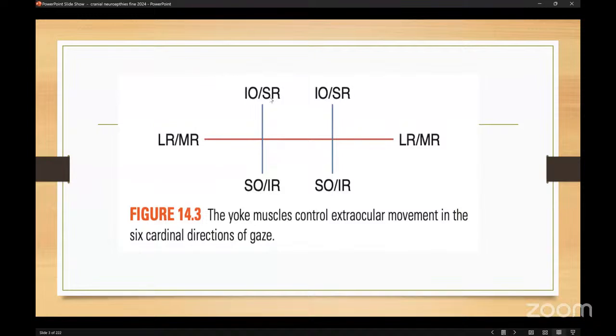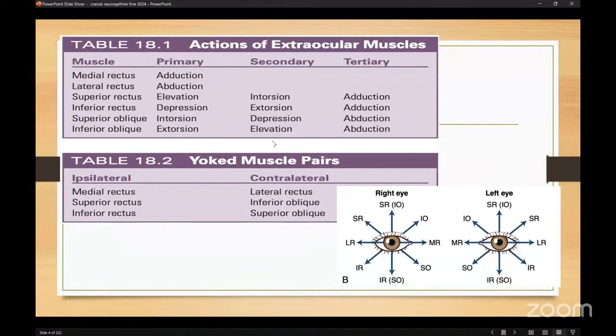The inferior oblique and superior rectus cause elevation, and superior oblique and inferior rectus cause depression. So these are the actions of the extraocular muscles. Medial rectus primary action is adduction. Lateral rectus primary action is abduction. Superior rectus primary action is elevation. Inferior rectus primary action is depression.